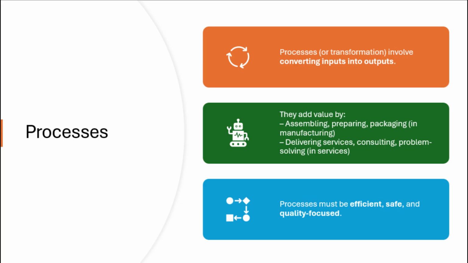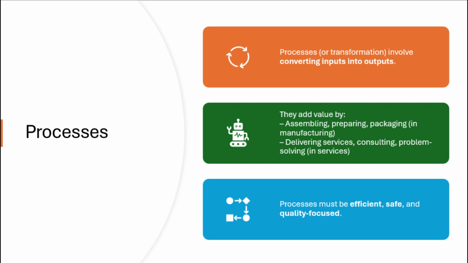Section 3. Processes. Processes, also called transformation processes, are the actions taken to convert inputs into outputs. This stage is where value is added. In a manufacturing business, it could involve assembly lines, packaging, or quality checks. In a service business, it might involve consultations, decision-making, or communication with clients.